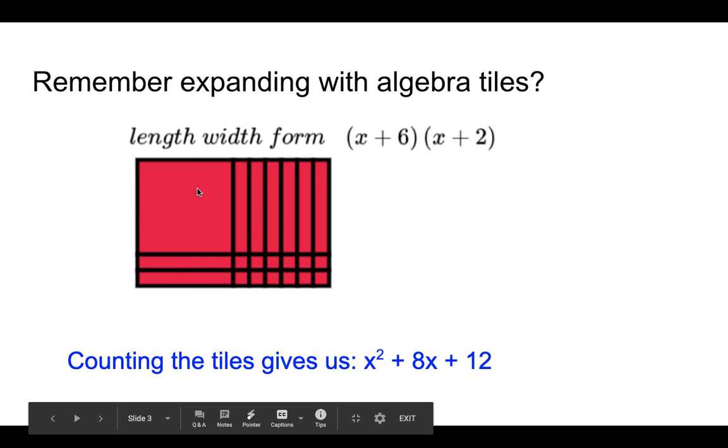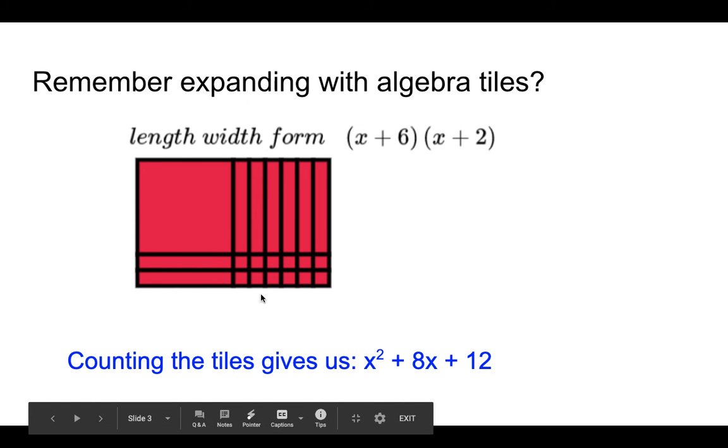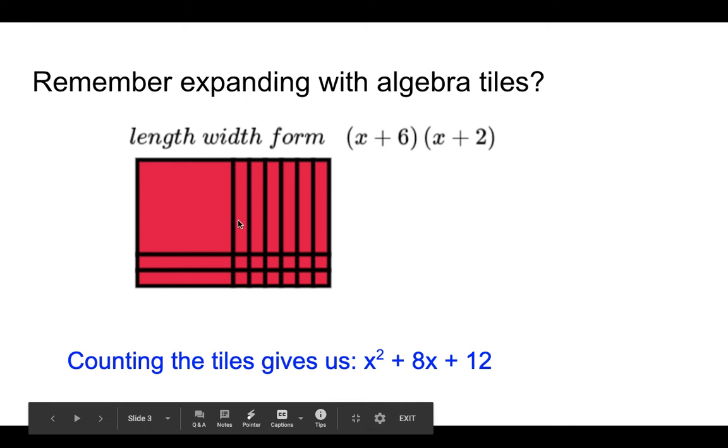So we have one x squared tile, and then how many x tiles do we have? Well, we have 1, 2, 3, 4, 5, 6 up here, 7, 8. So we have 8 x tiles. And then how many single tiles? Well, we have 1, 2, 3, 4, 5, 6, and 2 rows of 6 is 12. So if we count those up and put them in this form, it's x squared plus 8x plus 12.